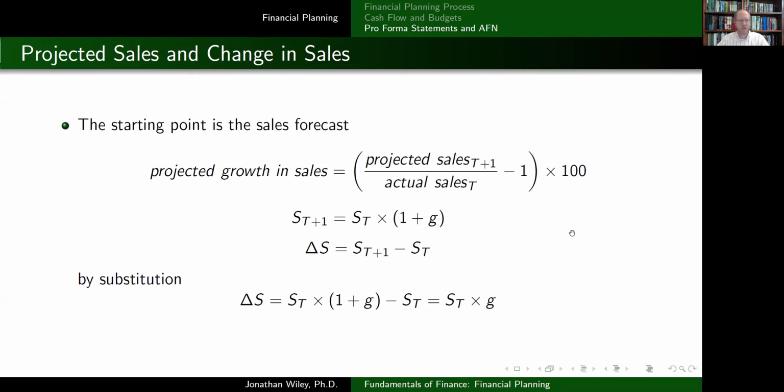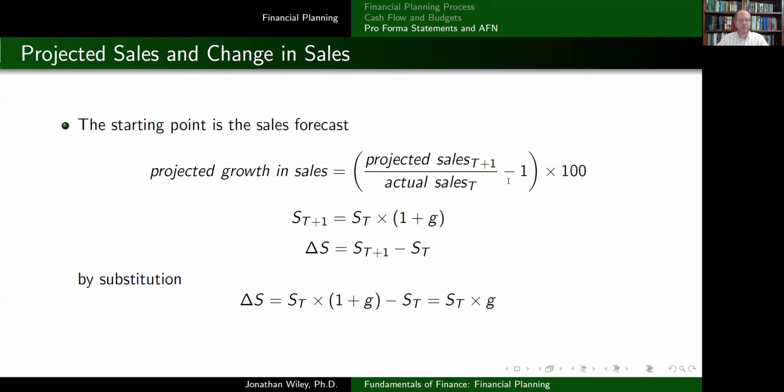So I'm going to look at my actual sales for the most recent period. Then I'm going to look at what I'm projecting to occur, and that gets me my projected sales figure. If I want to calculate my percentage change in sales or projected growth in sales, I would take my projected sales that I come up with through the top down or bottom up analyses, divided by the actual sales, and then subtract 1 from it. That's going to give me my projected growth in sales.